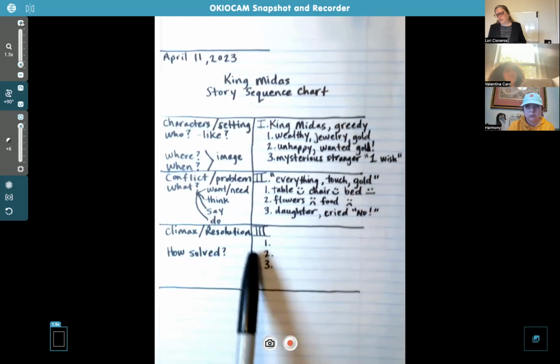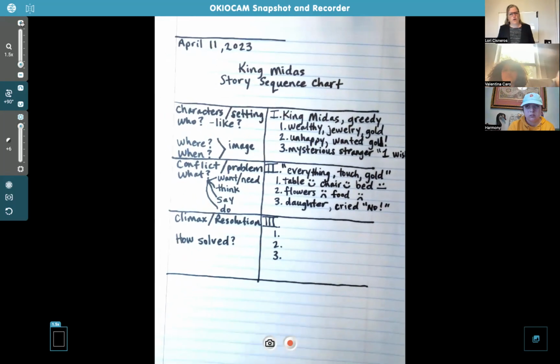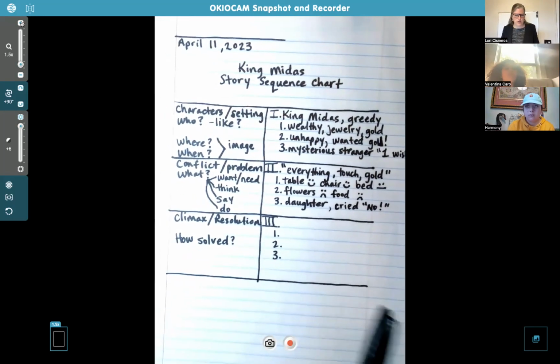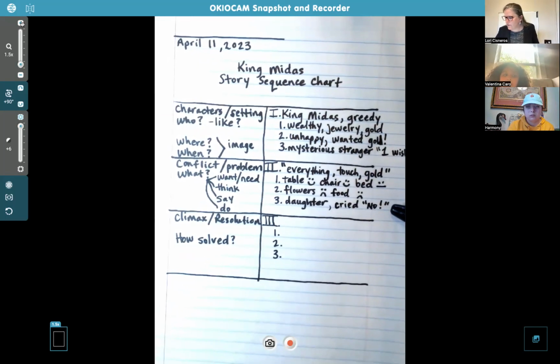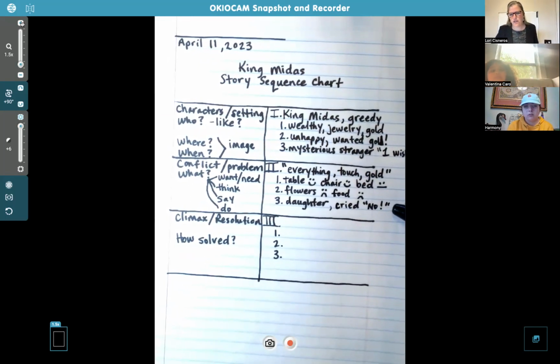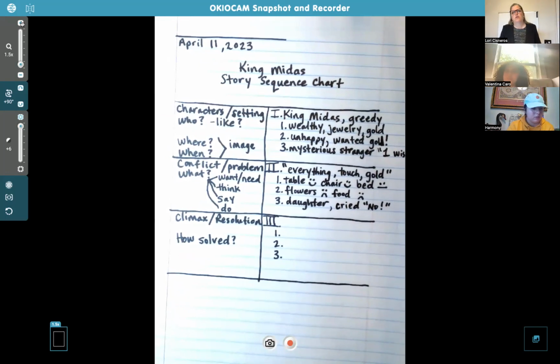So now we got to go into explaining that for Roman numeral 3, which is the third paragraph. All right, so let me ask Harmony, how does King Midas feel after, because right here we left off with the daughter turns into gold and he says, no. So how does King Midas feel about his daughter turning to gold? Sad. Yep, he's sad.